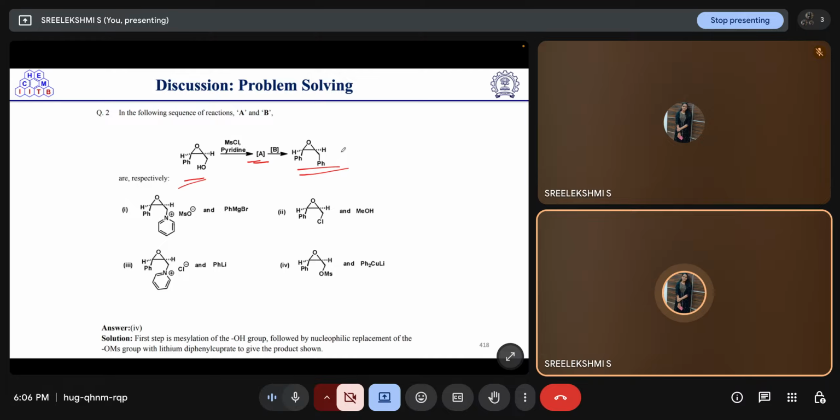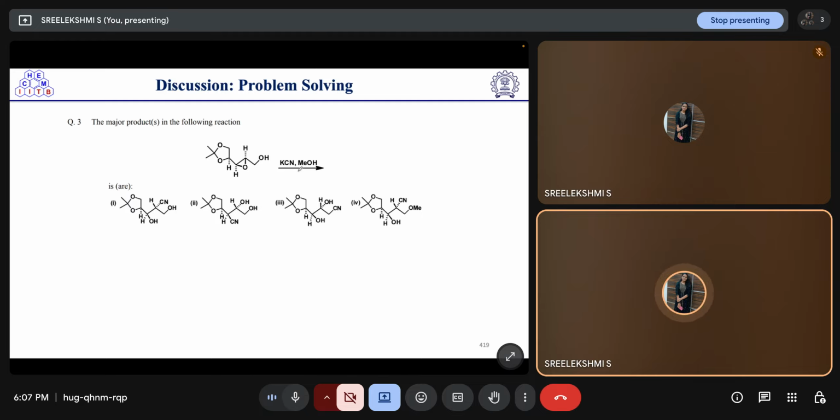So here, what is happening? The correct answer is option 4. Firstly, in mesyl chloride and pyridine condition, this will be converted into the corresponding mesylate, and then this lithium diphenyl cuprate can replace this methyl group with this phenyl group to give this product.